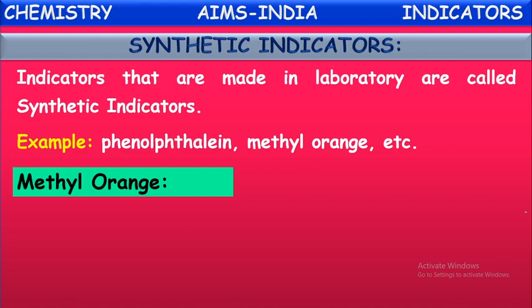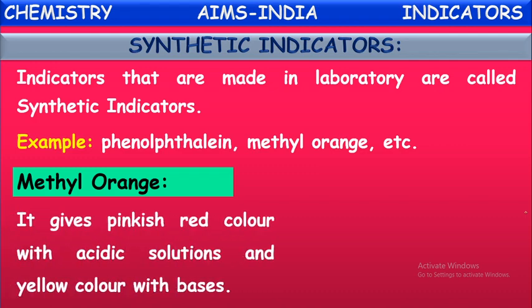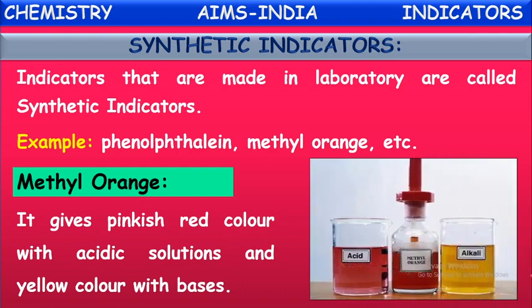How does this methyl orange change its color? It gives a pinkish red, dark pink or red color with acidic solutions and a yellow color with bases. Yes, it is methyl orange. As its name tells us, it is a light orange color.